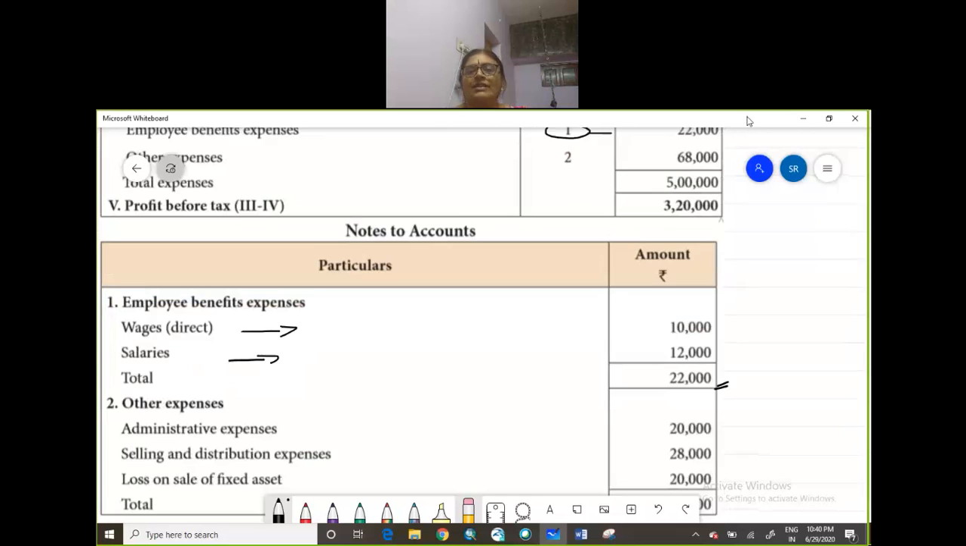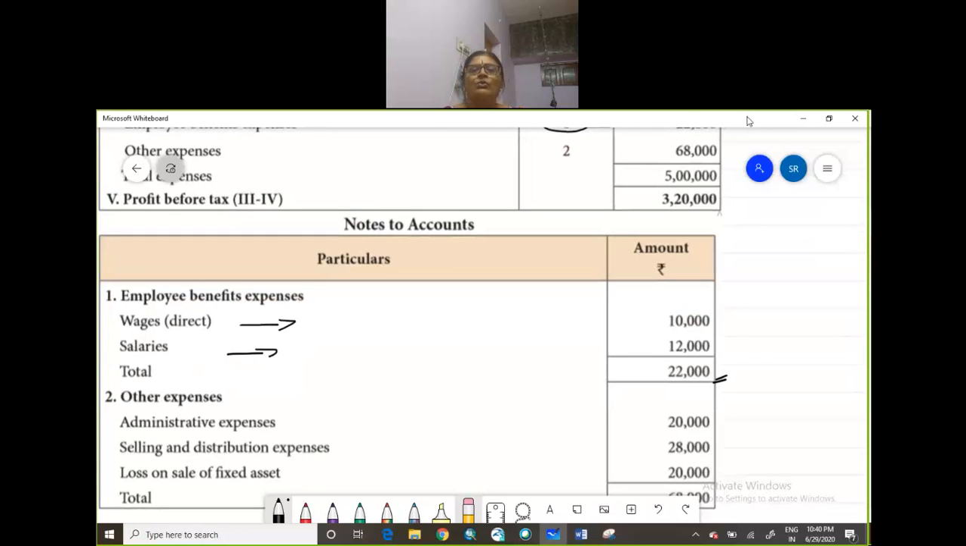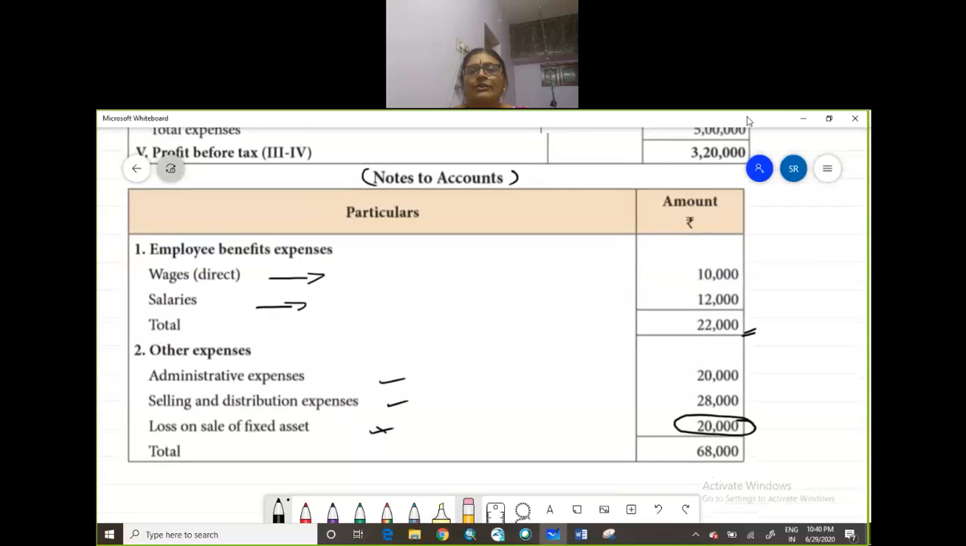What are the details of other expenses? It's a working note. They're giving you notes of accounts. Here, notes of accounts. So, 2. So, 2 they have mentioned other expenses. Other expenses you have admin expense, you have selling expense, you have loss on sale of fixed assets. See, loss on sale of fixed assets will not appear because it's a non-operating expense. Fine. So now that we have this, shall we continue with the problem?